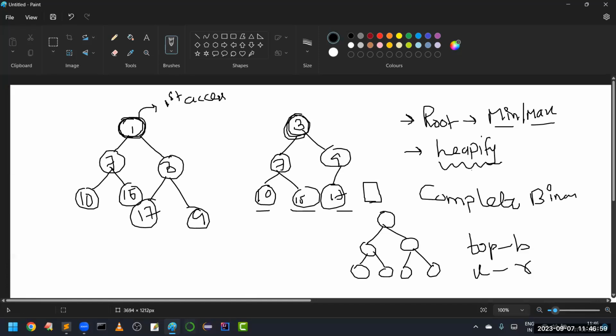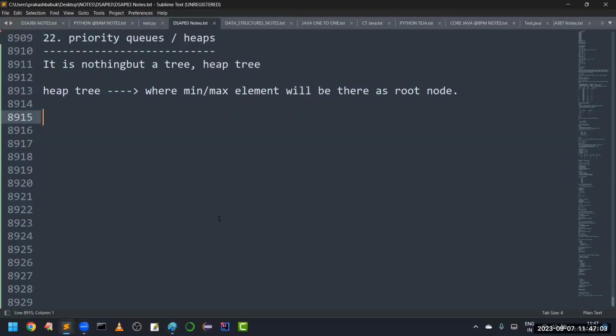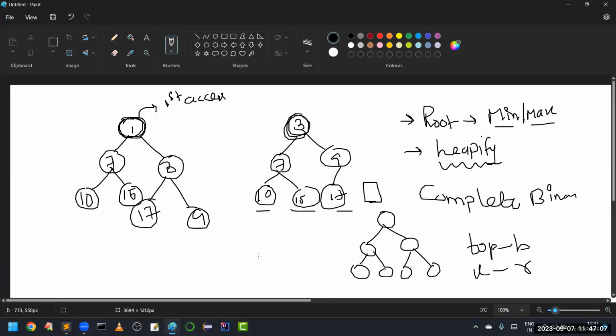So I think the concept of the priority queue at the top level, is it clear for you? Please confirm. Yes, sir. Yes, sir.